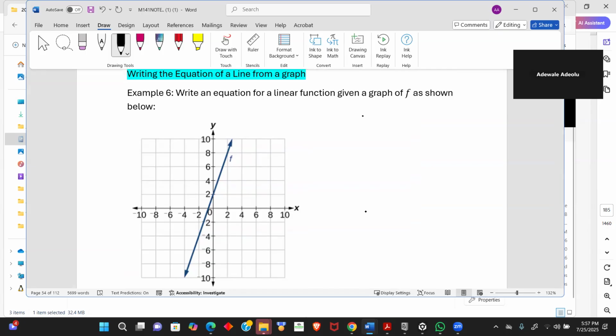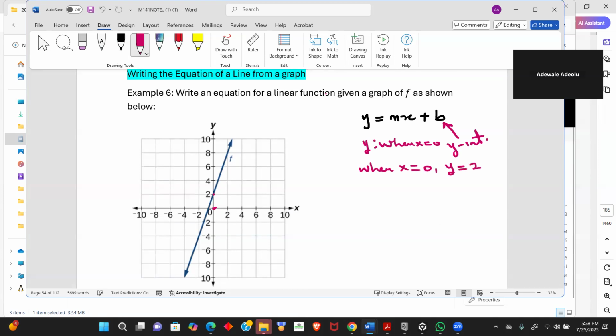Now, remember I can write the equation of a line as mx plus b. My b is the y-intercept. That is the value of y when x is 0. In this case, when x is 0, our y is 2. So when x is 0, y is 2, meaning that our b is 2.